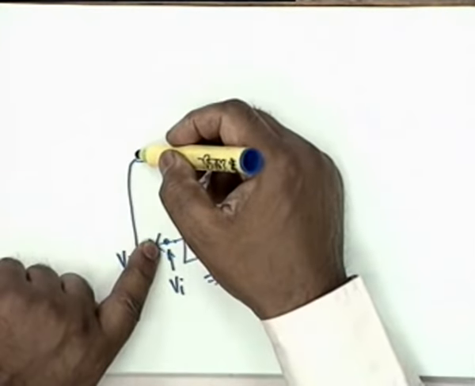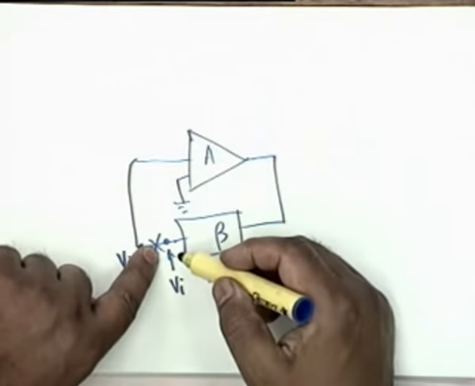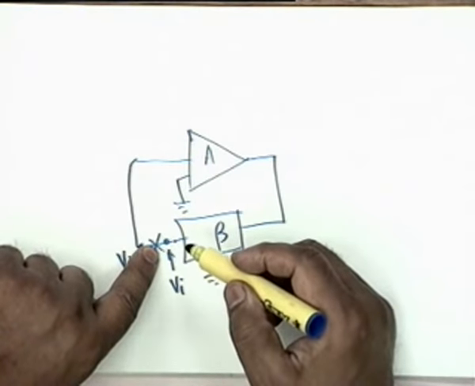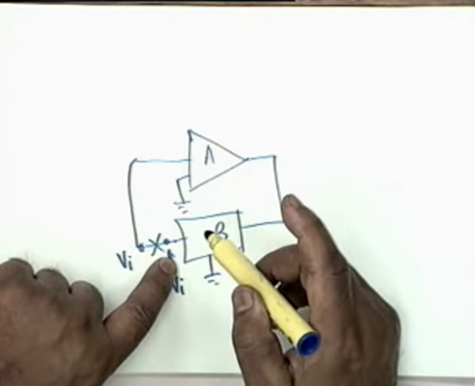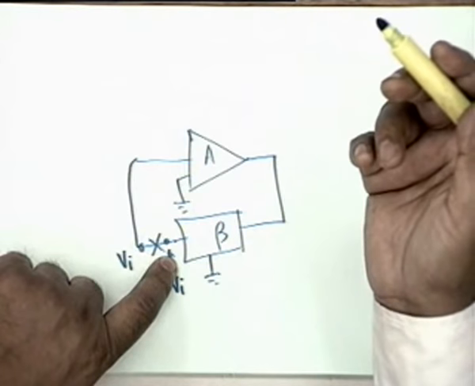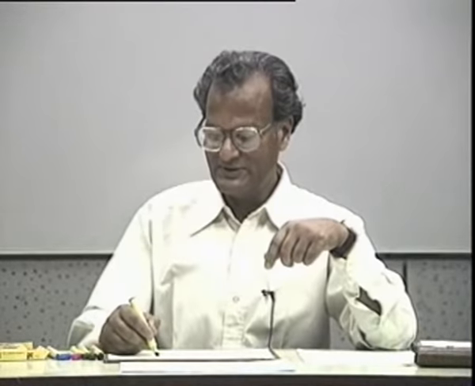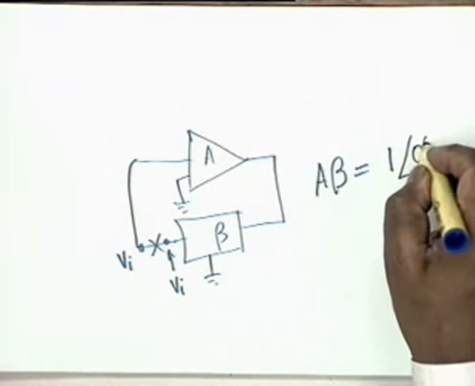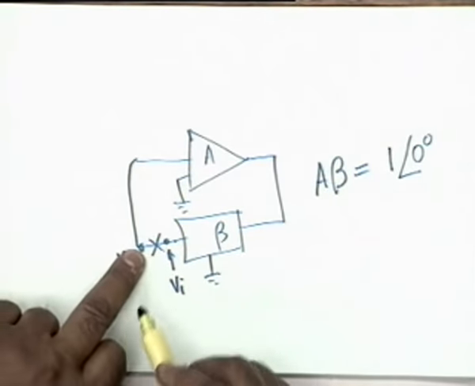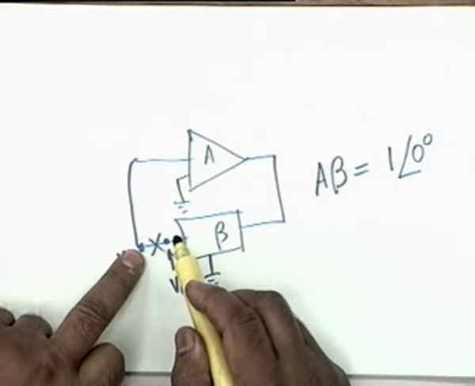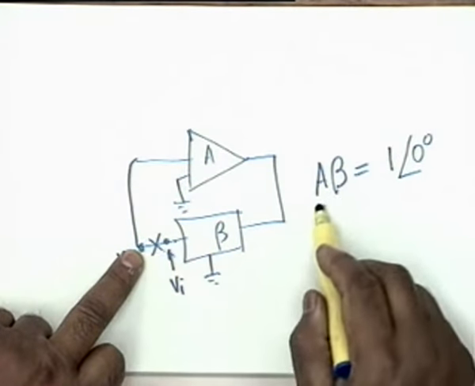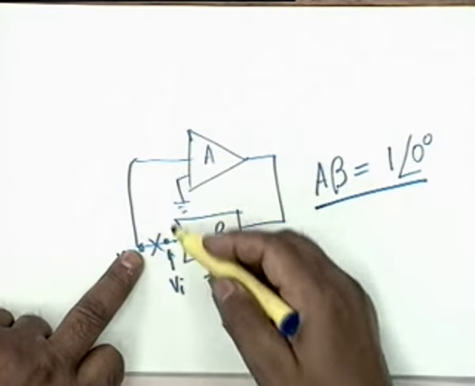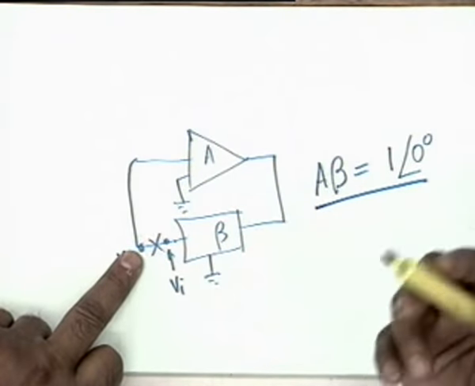Apply a voltage VI at the amplifier input. Obviously, if oscillations have to occur, then the output of the beta network must also be VI, because the total transfer function, which is A beta, should be equal to 1 at 0 degrees. Therefore, if this voltage is VI, this voltage also has to be VI.